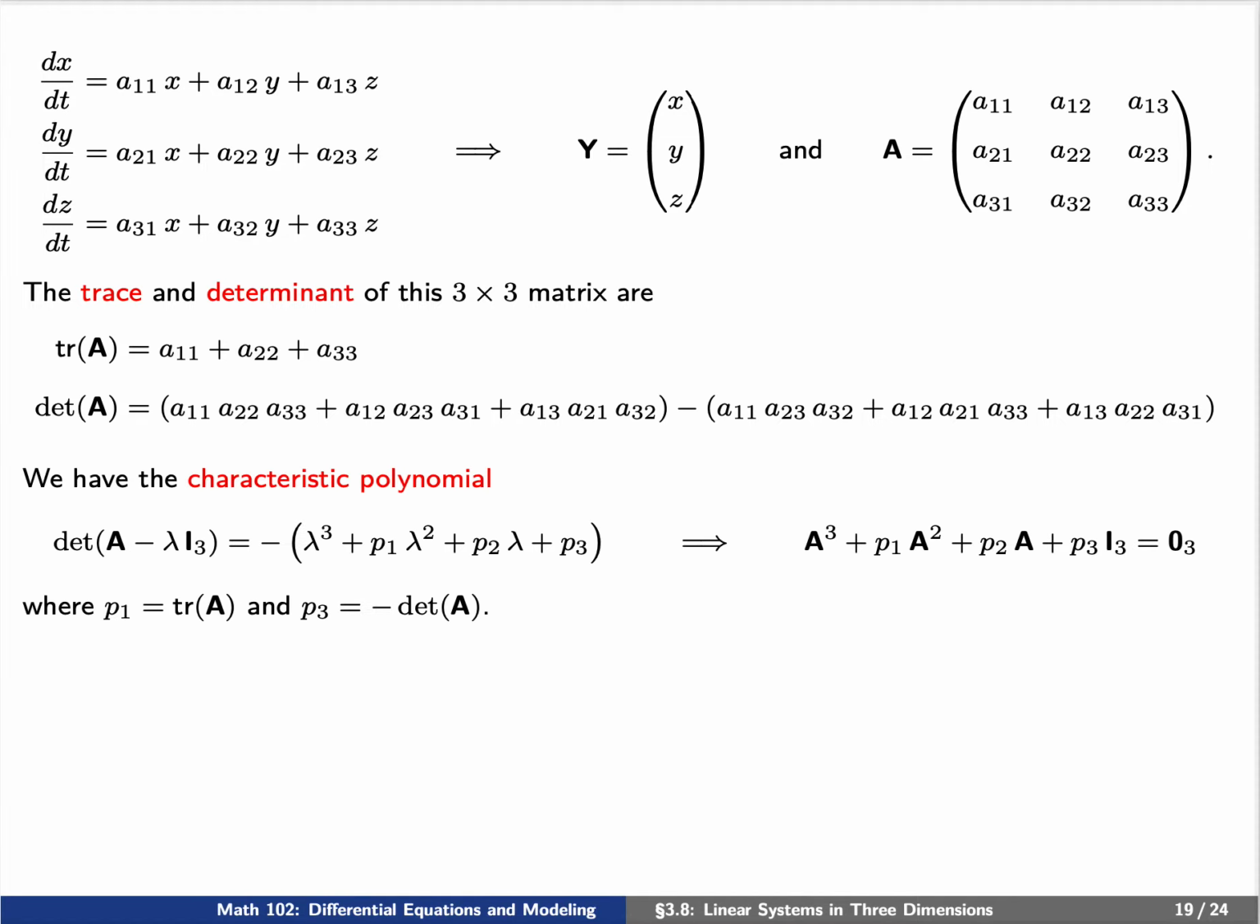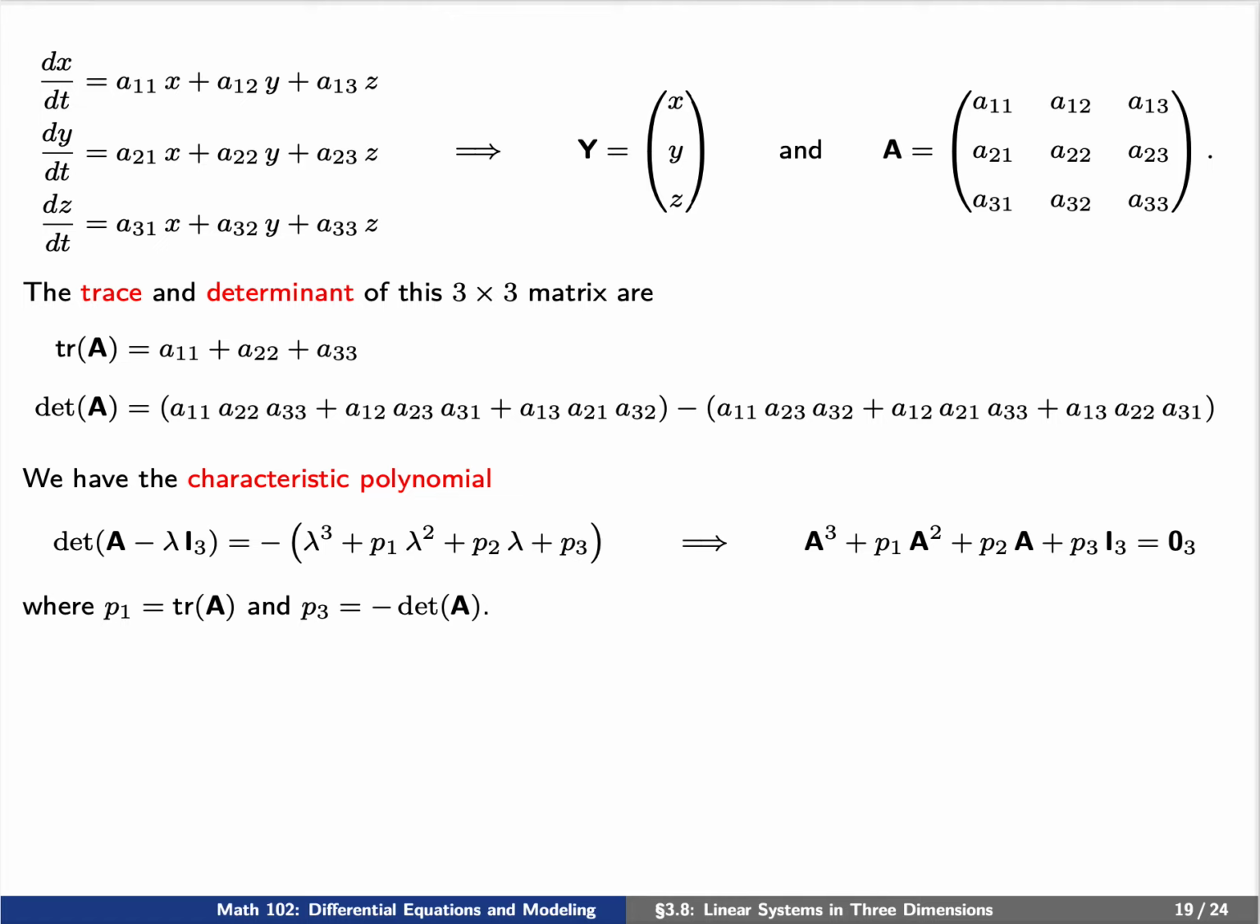One then checks that the characteristic polynomial can be essentially expressed as lambda cubed plus p sub 1 times lambda squared plus p sub 2 times lambda plus p sub 3. The p sub 1, p sub 2, and p sub 3 involve slightly complicated expressions in terms of the coefficients of our 3 by 3 matrix A, but let's say that p sub 1 is negative the trace of A, and p sub 3 is negative the determinant of A.